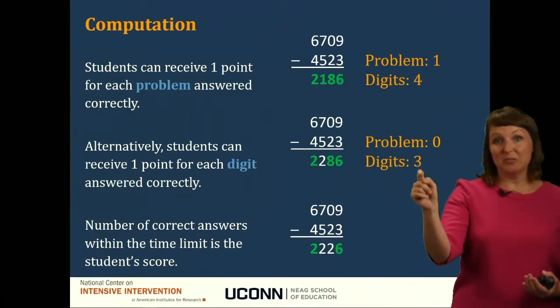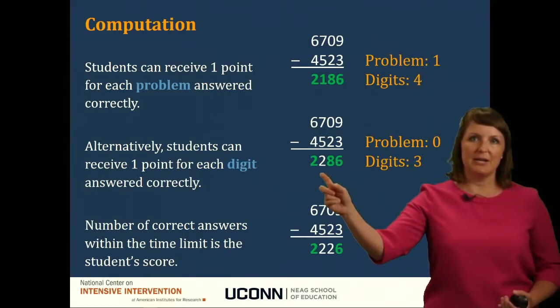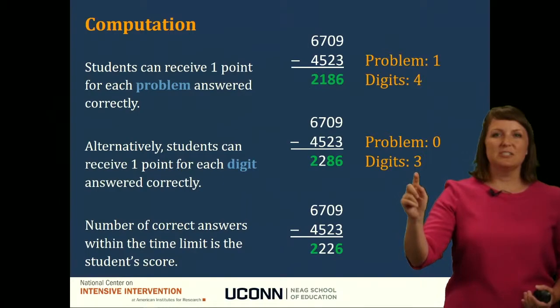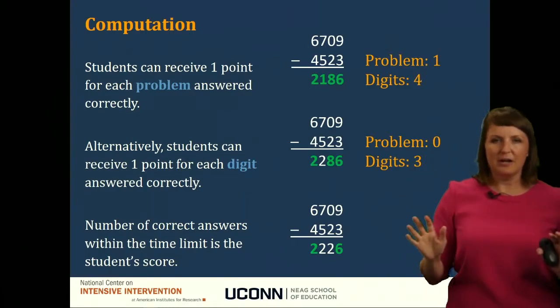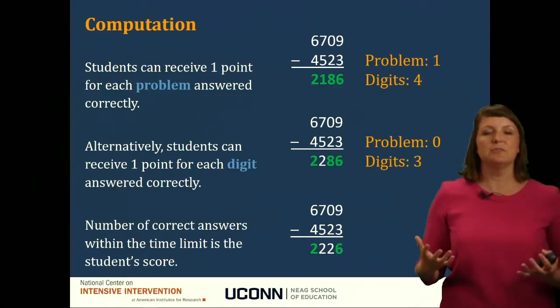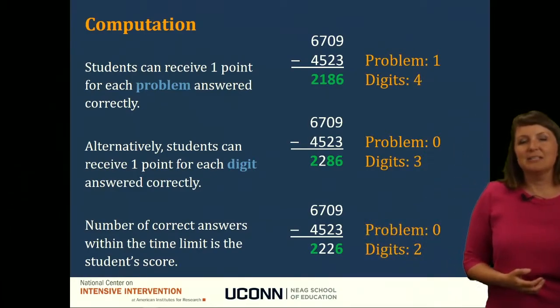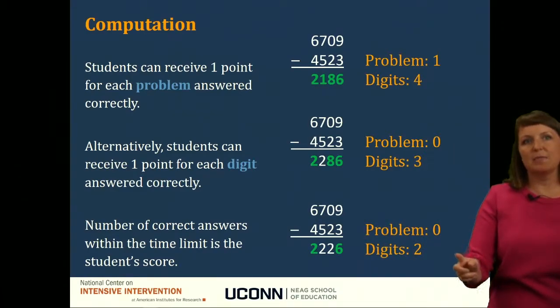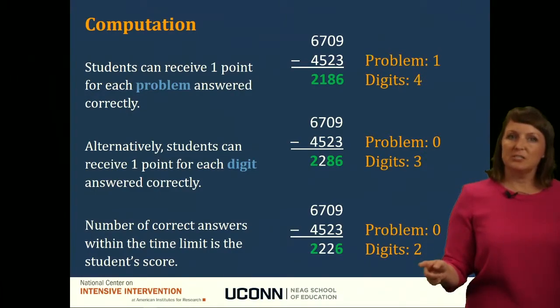So they really answered 75% of the problem correct. They made a mistake right here. So if I score by digits correct, it's not really criticizing them for answering the hundreds column incorrect. It's saying, wow, look how well you did with all of the other place values. And in this example, if I scored by problems correct, the student would have a zero. But if I scored by digits correct, the score would be a 2.